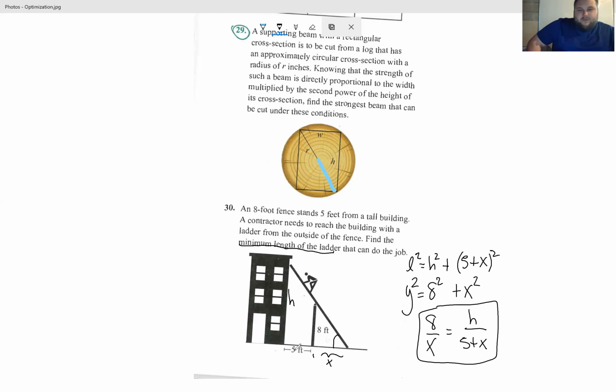So the question is, do we have all of the equations we need to be able to solve? I think so. Reach the building with a ladder from outside the fence. The problem is that I see 4 unknown quantities and only 3 equations. So we need some other relationship here. Any other suggestions?